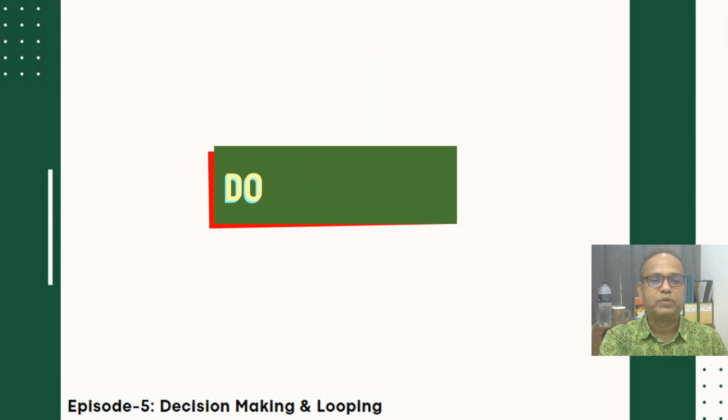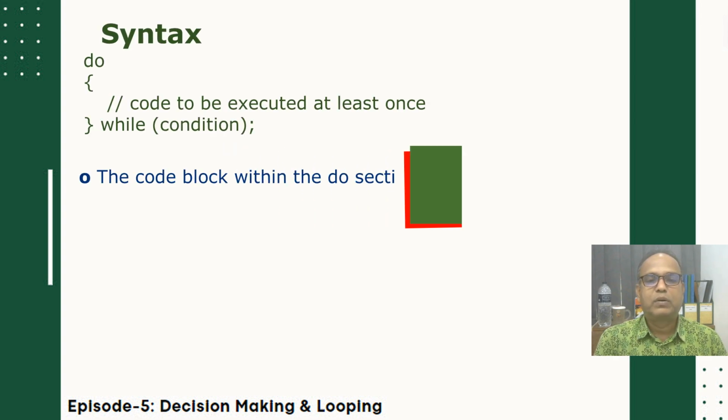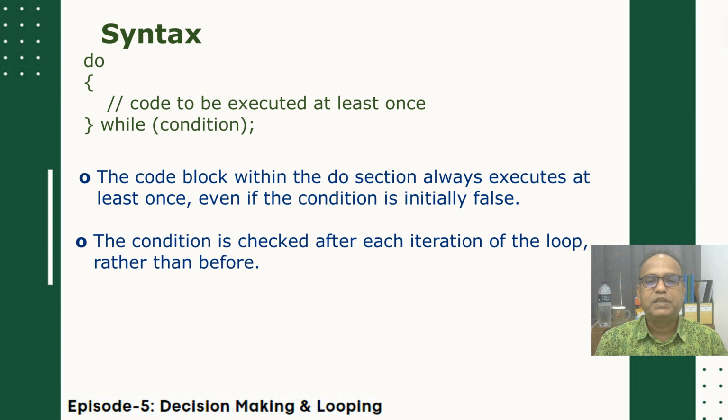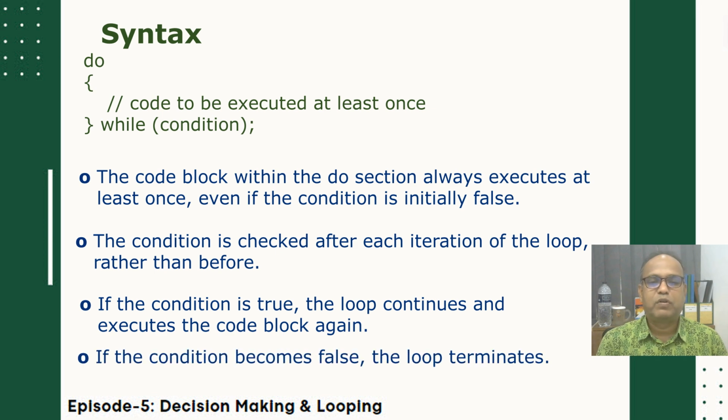Do while loop. Syntax. The code block within the do section always executes at least once, even if the condition is initially false. The condition is checked after each iteration of the loop rather than before. If the condition is true, the loop continues and executes the code block again. If the condition becomes false, the loop terminates.